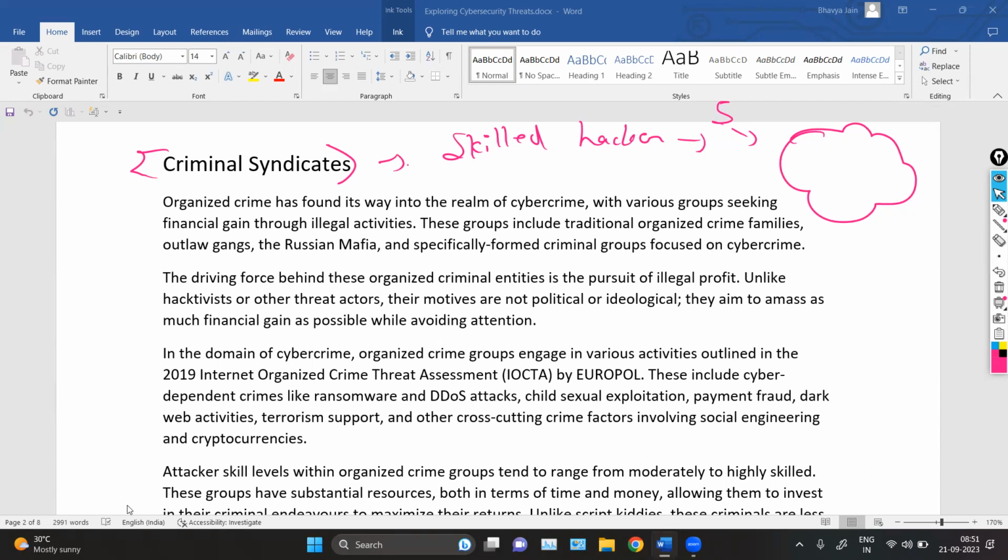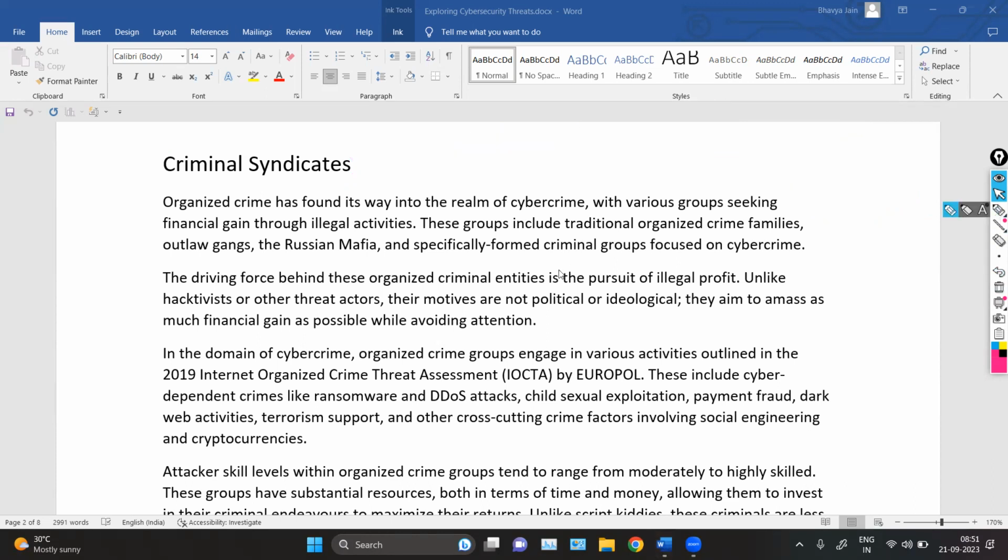So the driving force behind these organized criminal entities is the pursuit of illegal profit. Unlike activists or other threat actors, their motives are not political or religious. They aim to gain as much financial, monetary value as possible while avoiding attention.